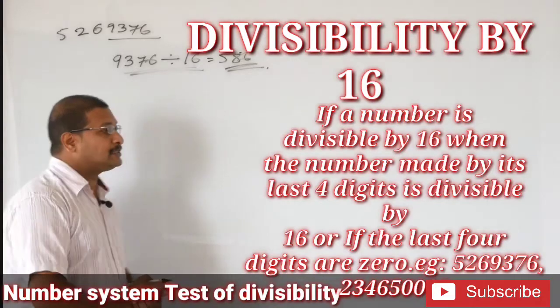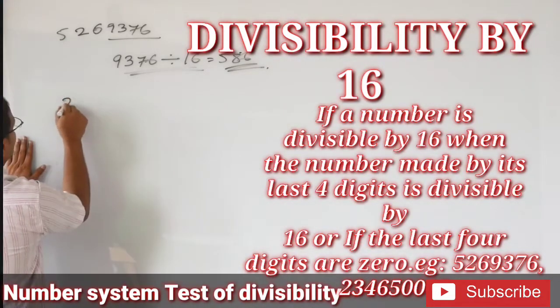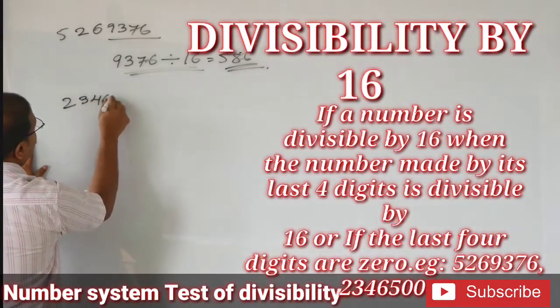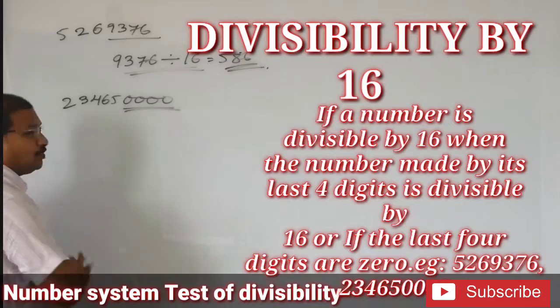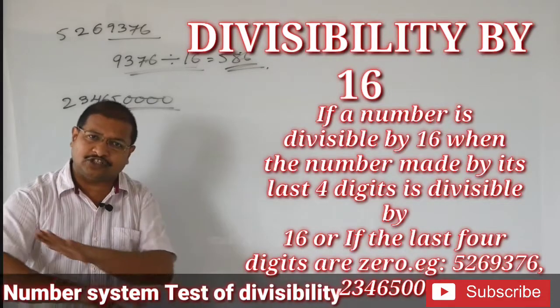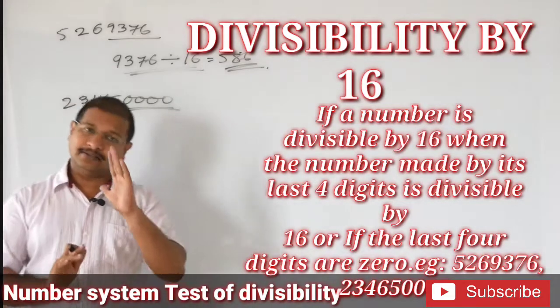Ready? Next one. Say 2, 3, 4, 6, 5, 0, 0, 0, 0. That means the last 4 digits are 0. The last 4 digits being 0 means we can say 100% directly that it is divisible by 16.